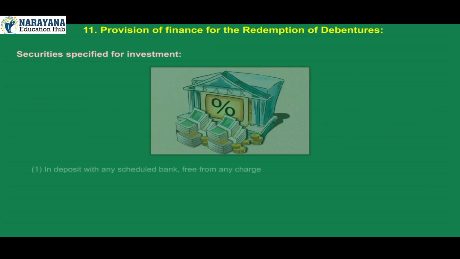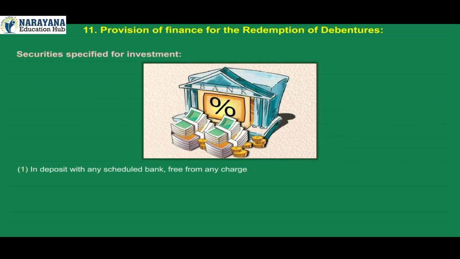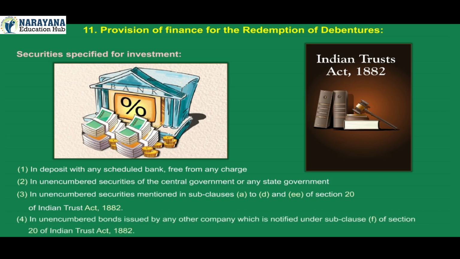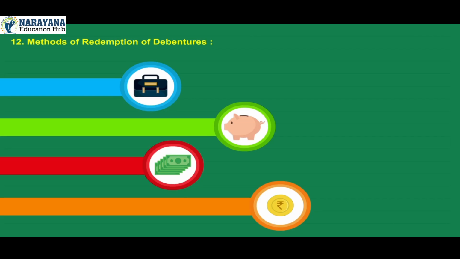Securities specified for investment. 1. In deposit with any scheduled bank free from any charge. 2. In unencumbered securities of the central government or any state government. 3. In unencumbered securities mentioned in sub-clauses (a), (b), (d) and (ee) of Section 20 of Indian Trusts Act 1882. 4. In unencumbered bonds issued by any other company which is notified under sub-clause (f) of Section 20 of Indian Trusts Act 1882.